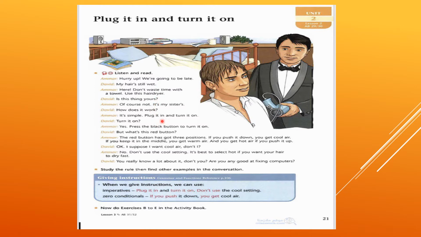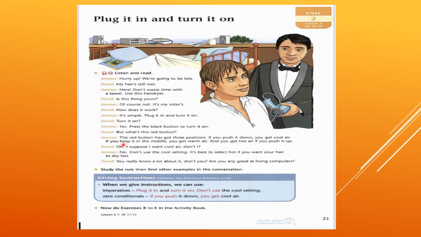Again, plug in, turn on. Press the black button. اضغط على الزر الأسود. This is an imperative sentence which gives us instruction. هذه جملة أمرية تعطينا تعليمات.